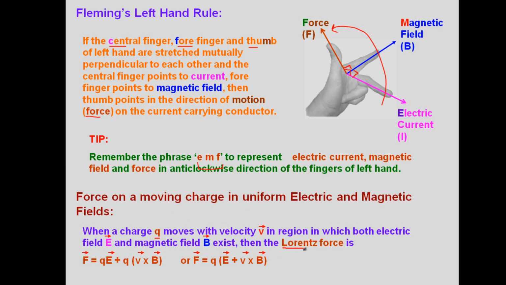Lorentz force, is the sum of electric force QE and magnetic force Q into V vector cross B vector. So Q is taken outside as common and the remaining expression is this. This is the force experienced by a charged particle in electric as well as in magnetic field. So you can note it down if required.